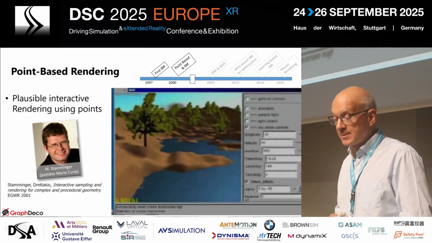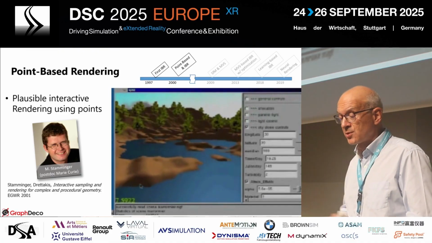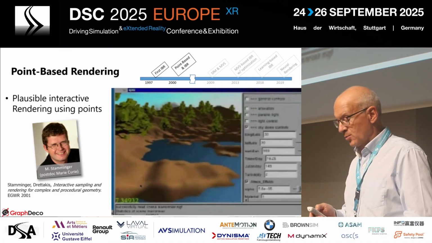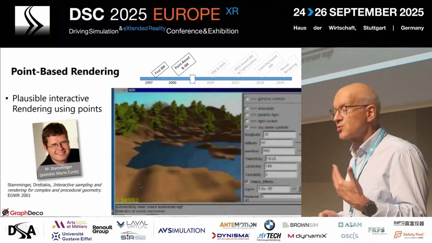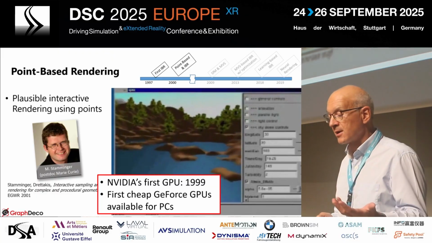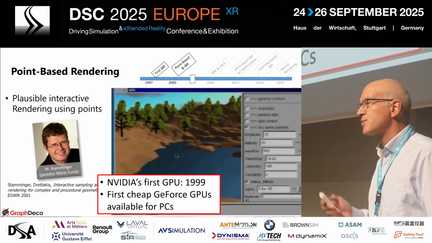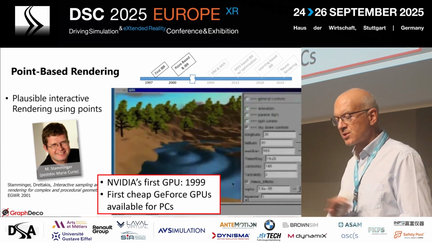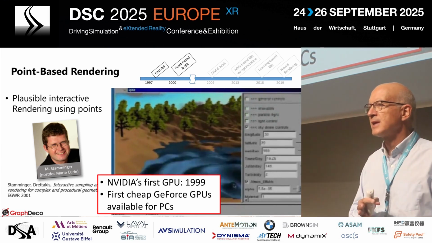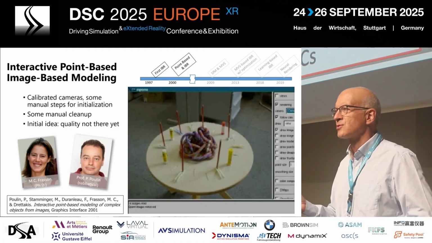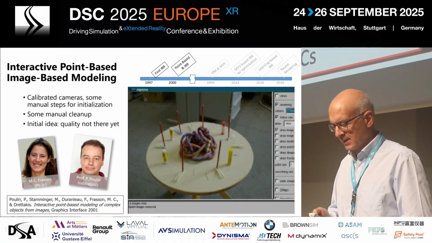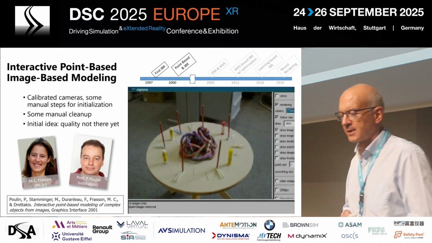Again, around this time, so in 2001, we started working on point-based rendering as a way to be able to render very large environments. And what's important here is these were the days of the first NVIDIA GPUs. And this was a complete revelation because before the NVIDIA GPUs, you needed 30,000 or 60,000 euros to get graphics. And that allowed us to change the way we look at things.